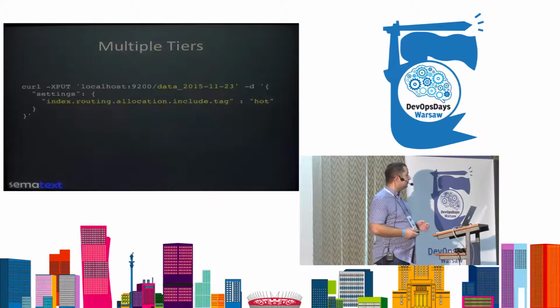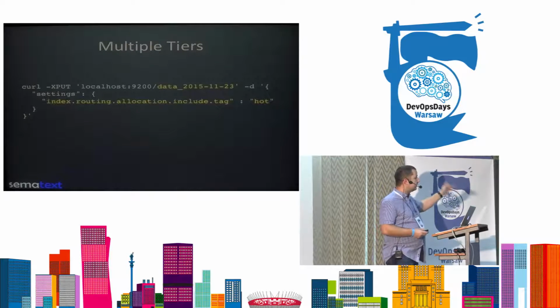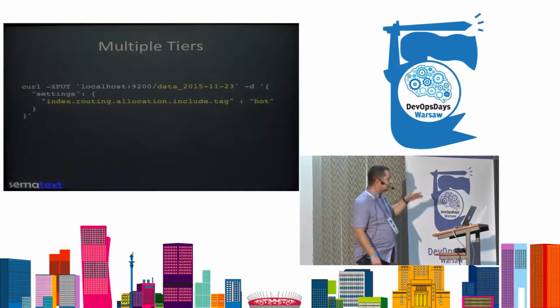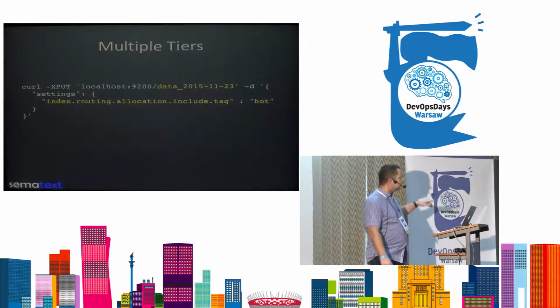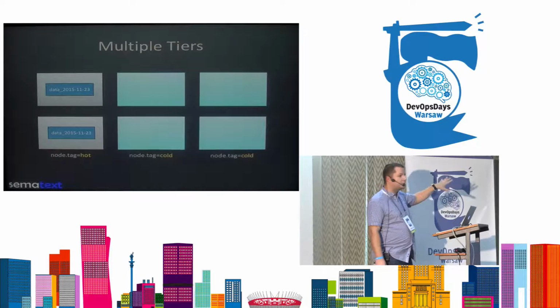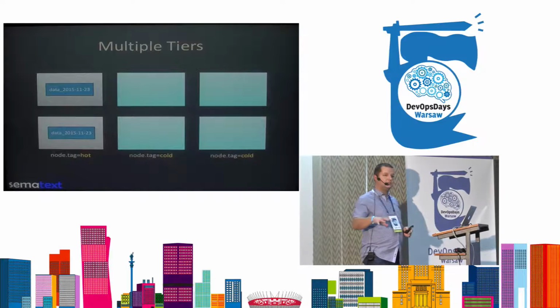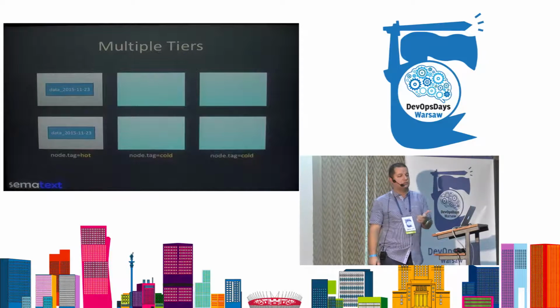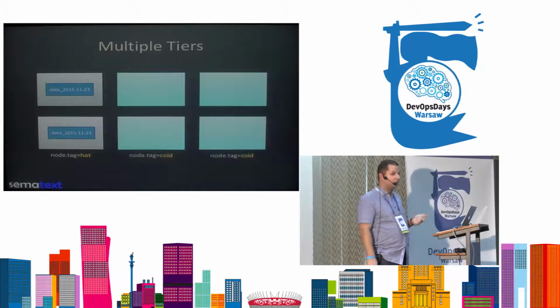And what Elasticsearch allows us is, when we create an index like the data for 2015-11-23, we say, hey, Elasticsearch, create it on the hot node. Elasticsearch will create it on the hot node. When we index it, only the hot node will be used for indexing. So all the merging, all the writing to I/O will be done on that node.